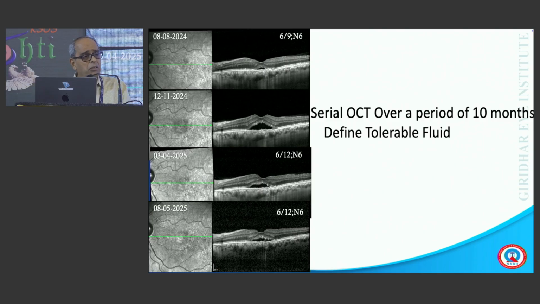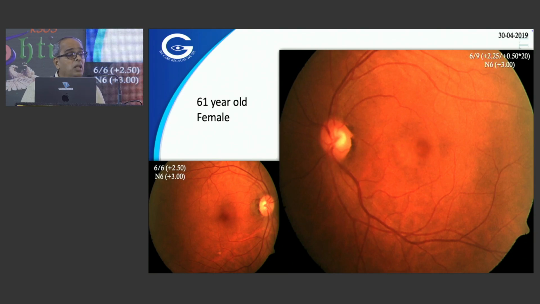So personally, I feel three things are important before you inject. One is the quantum of fluid. Two is symptoms of the patient. And three is what you see in the OCTA. So the OCTA is showing a dead tree appearance. There is very minimal subretinal fluid. The visual acuity is stable. We need not be aggressive in management.